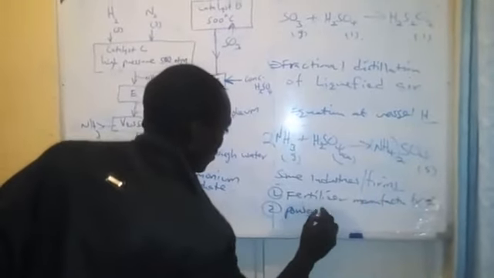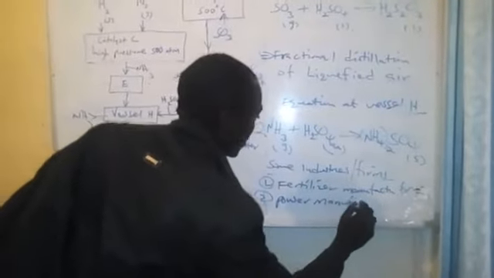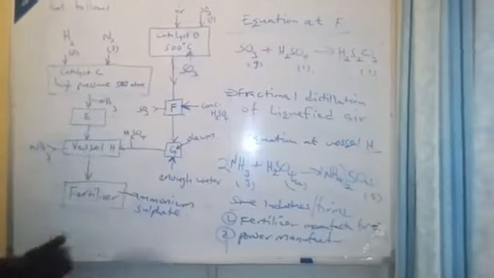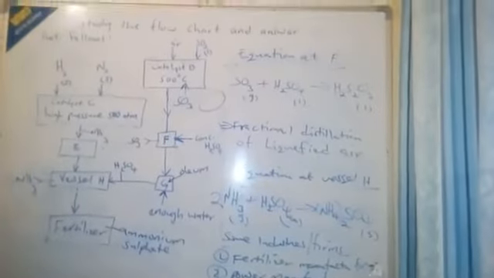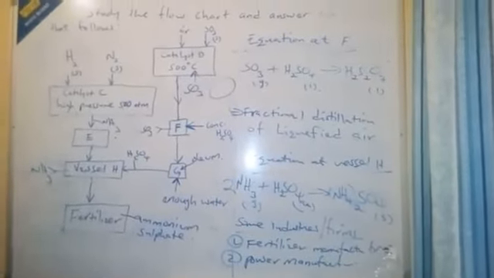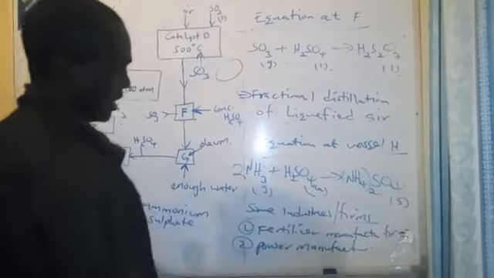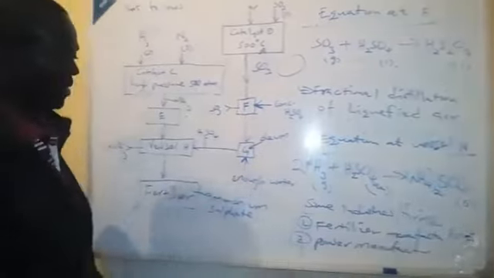Then the last kind of industry I would say is a power manufacturing industry. I'm talking about industries such as Kenya Power and the rest, those that produce power. This process requires high temperatures, so it will be very economical to have a plant nearby that supplies it with the needed temperatures. So we will need such industries nearby: fertilizer manufacturing industries and also power manufacturing industries.